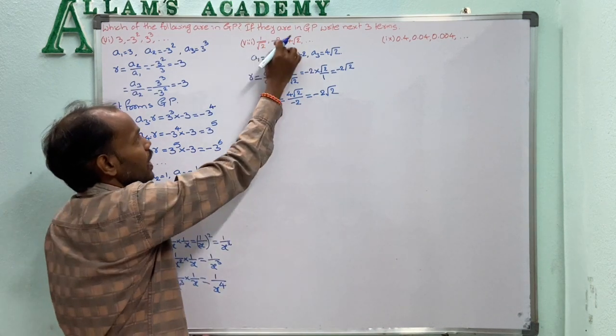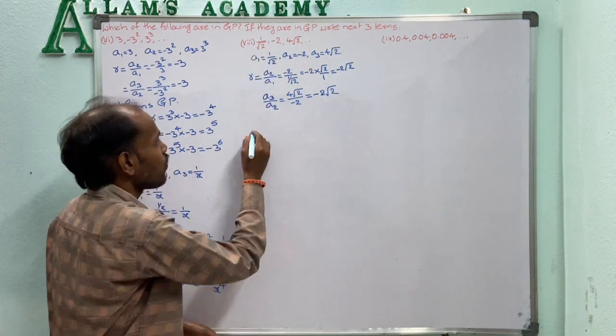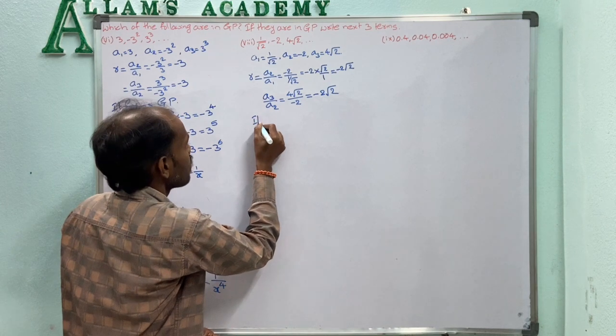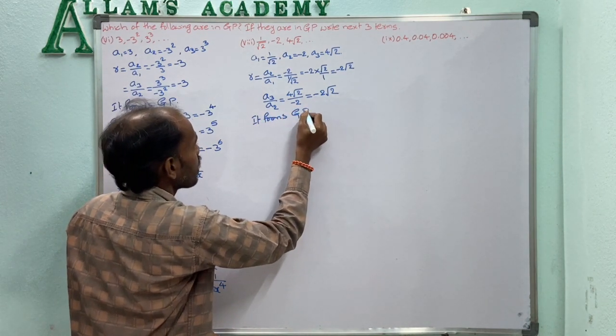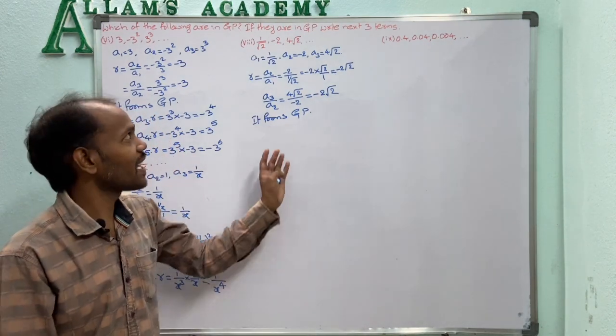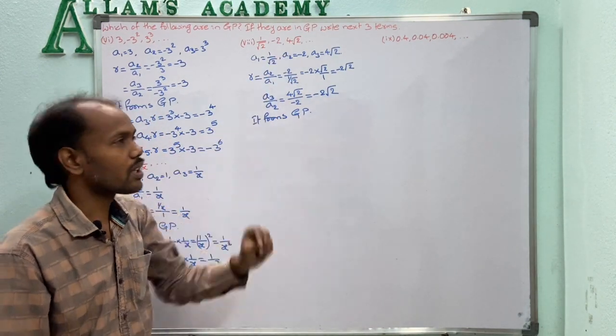So now the given information forms a geometric progression. Now we have to find the next 3 terms. So up to the third term is given.